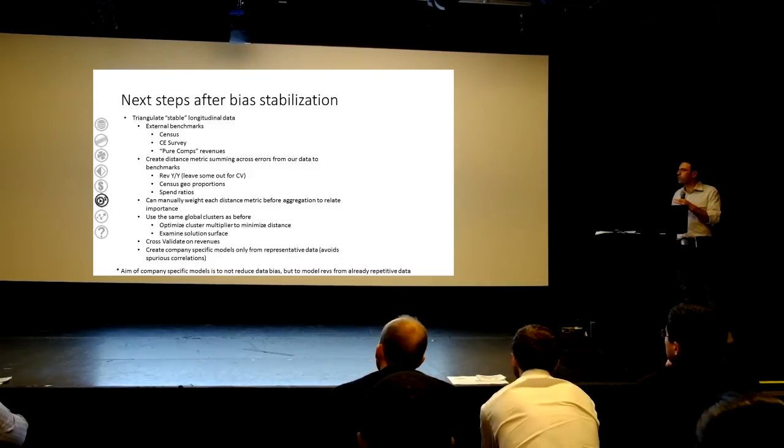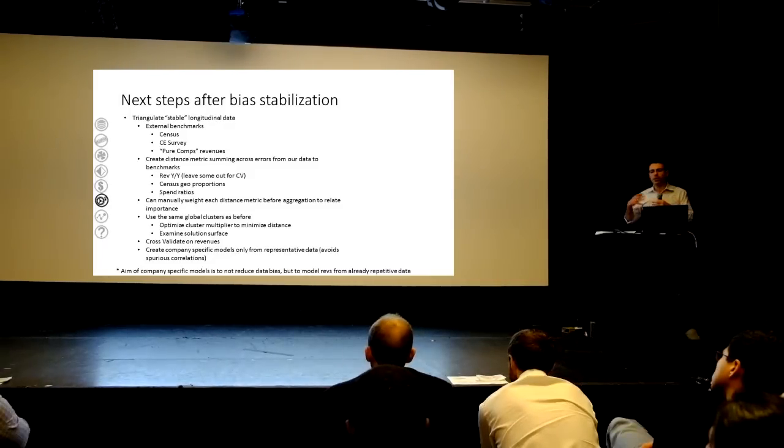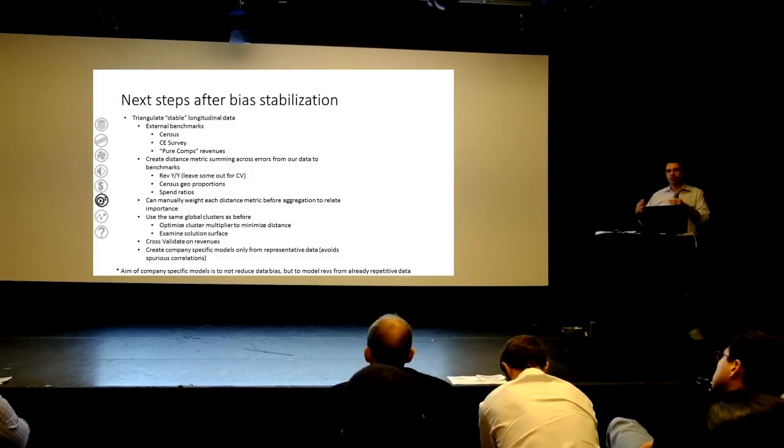Okay, so now we've stabilized the bias. What are the next steps? What do we do now? Now, we're still looking at our data. We have to make it representative of something that investors really care about. In this case, we want to make it representative of the total internet U.S. consumer population. We triangulate our stable longitudinal data against external benchmarks.